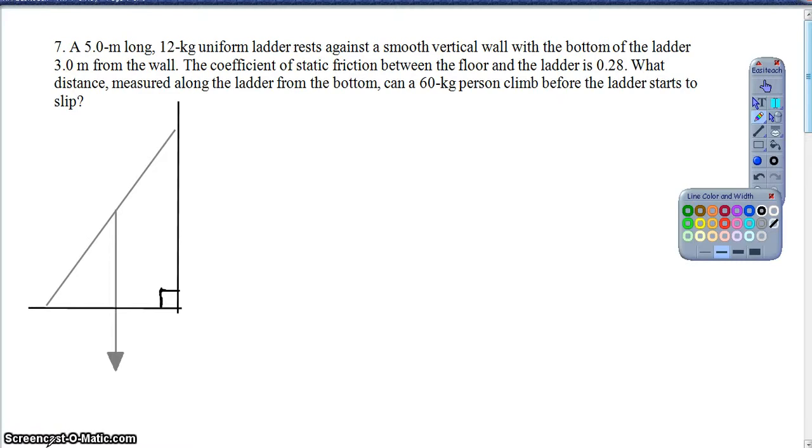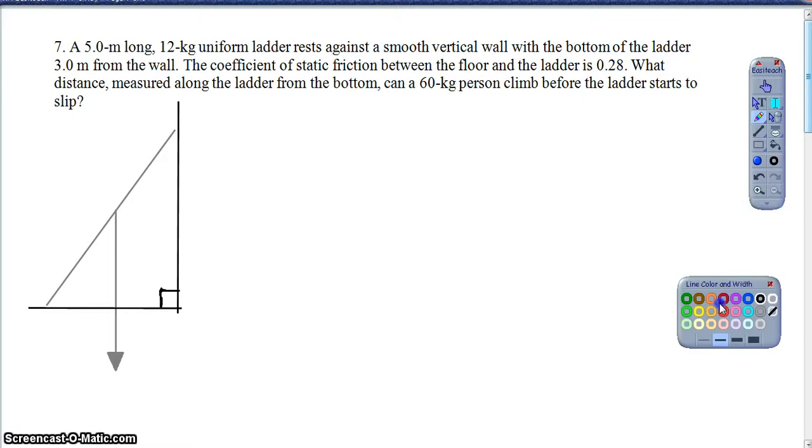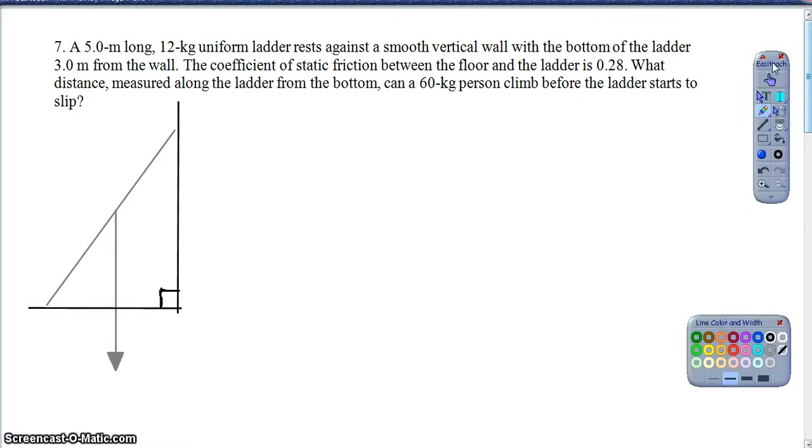Okay, so question 7, probably the last question I'll get to in this second part of the video here. But anyway, it's a good question. It's a ladder problem, which I know can be kind of tricky. And this one gives us a little bit of a twist by having us work it backwards from what we're used to. So we've got a 5 meter long, 12 kilogram ladder. So the length of the hypotenuse here is 5 meters. The force of gravity caused by the 12 kilograms would be pulling straight down from the center, so 2.5 meters up the ladder there.